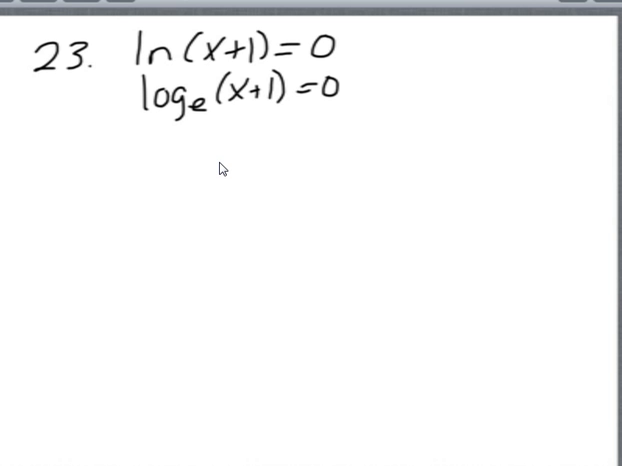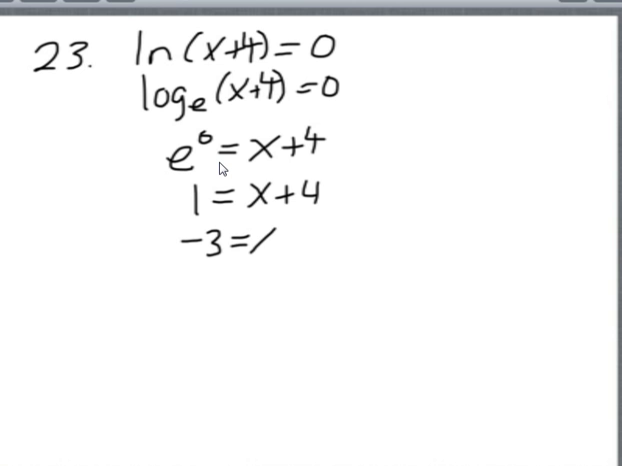Number 23 says natural log of x plus 1 equals 0. So natural log, remember, is log base e of x plus 1. That equals 0. So e to the 0 equals x plus 1. Well, e to the 0, any number raised to the 0 is 1. So 1 equals, I think I copied that wrong. It's supposed to be x plus 4. All of you are screaming at it right now. So 1 equals x plus 4. So -3 is equal to x if I subtract 4 from both sides. So x is -3.